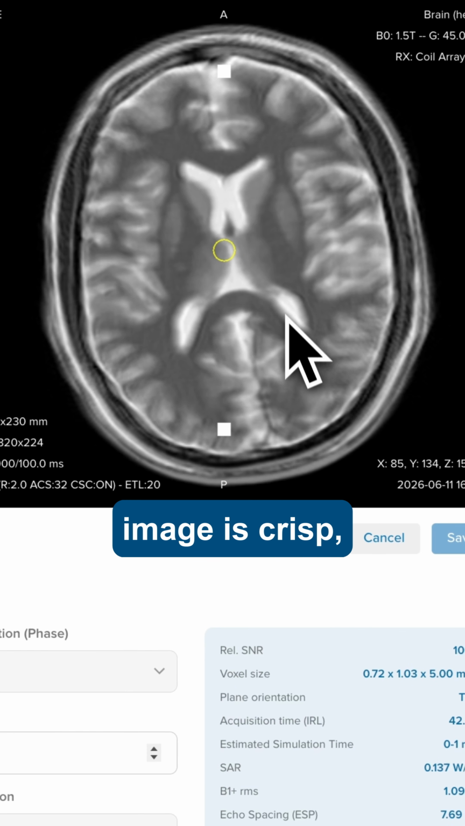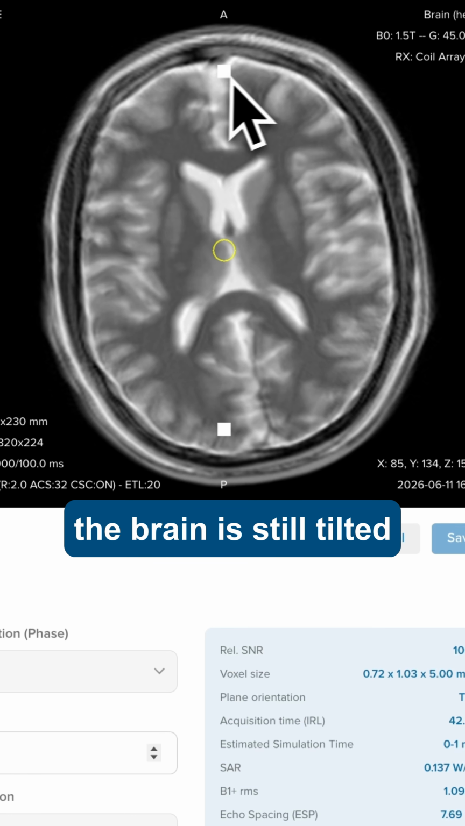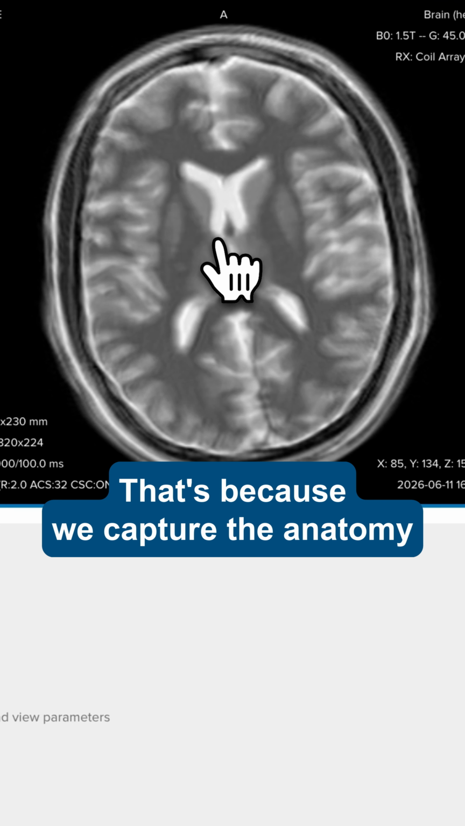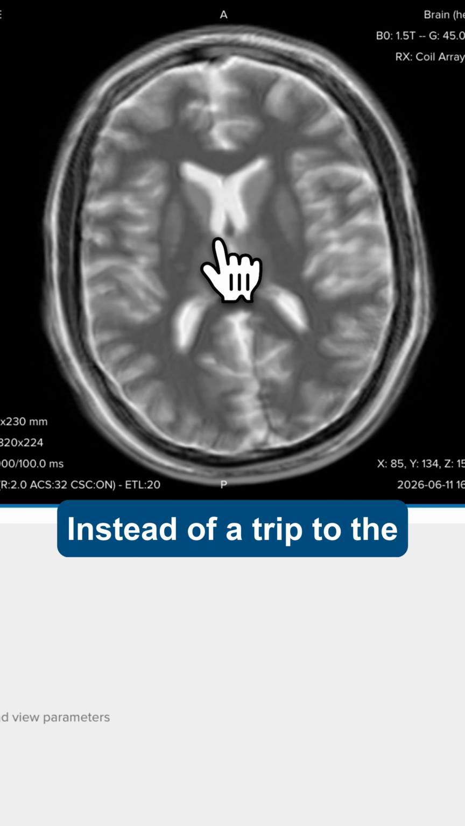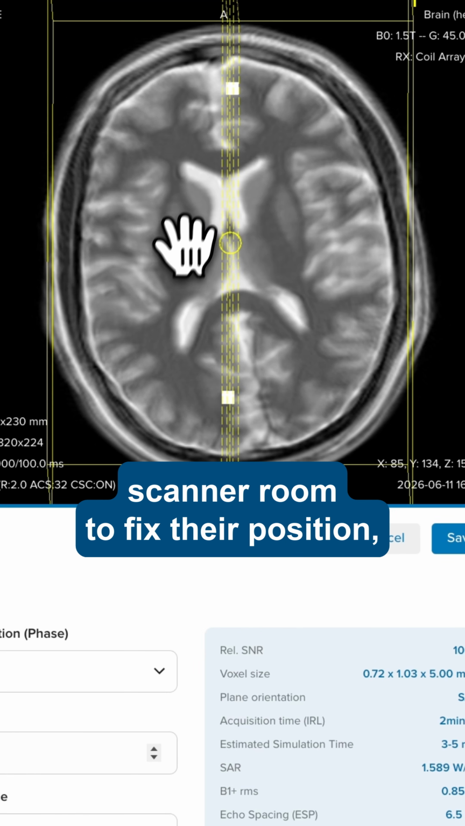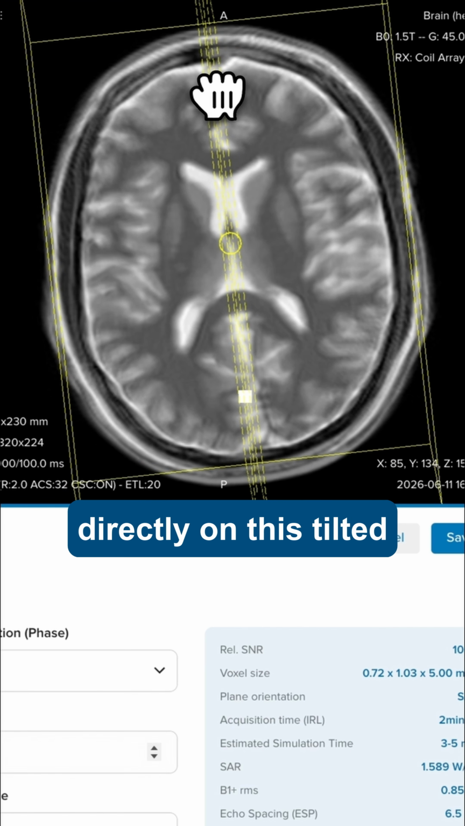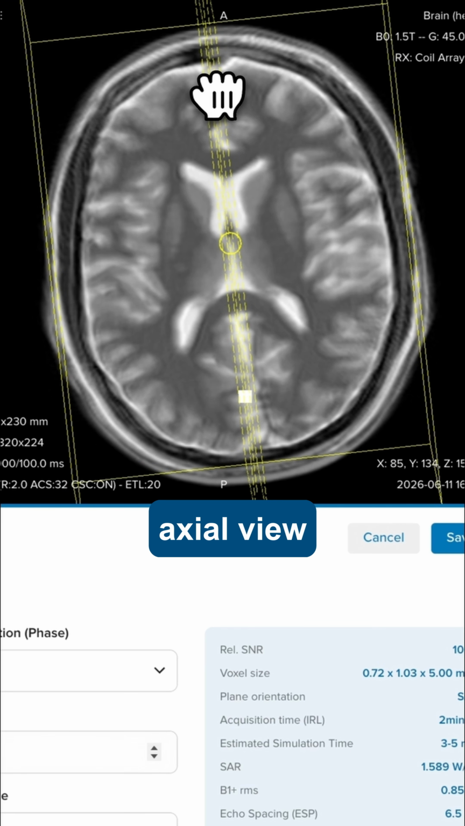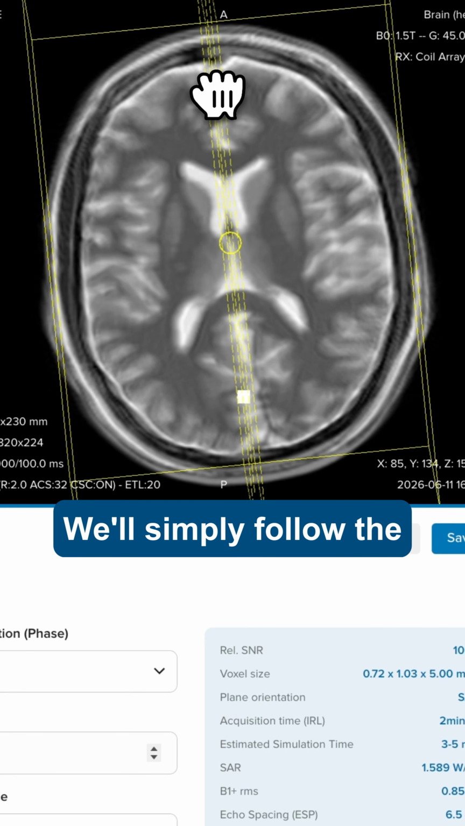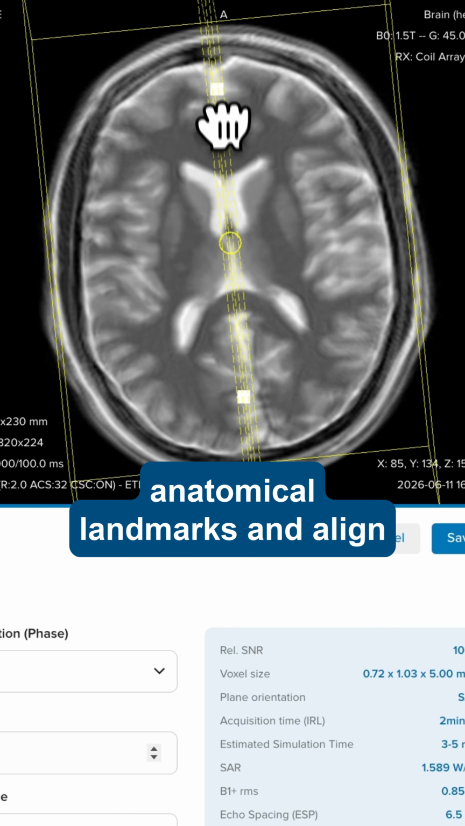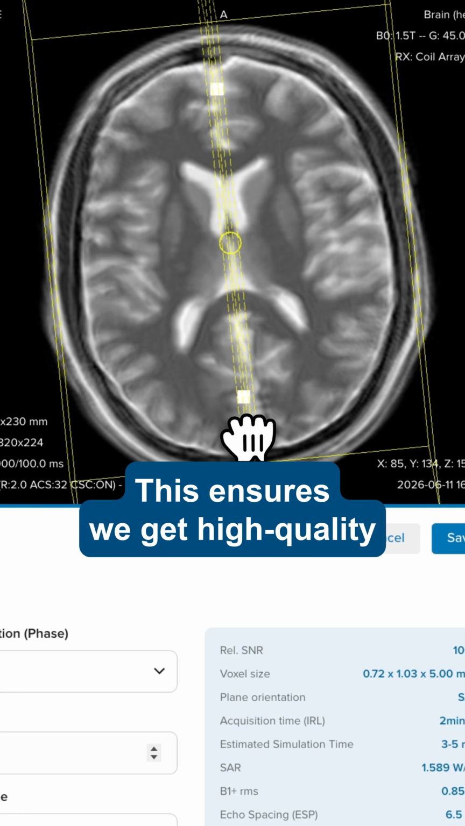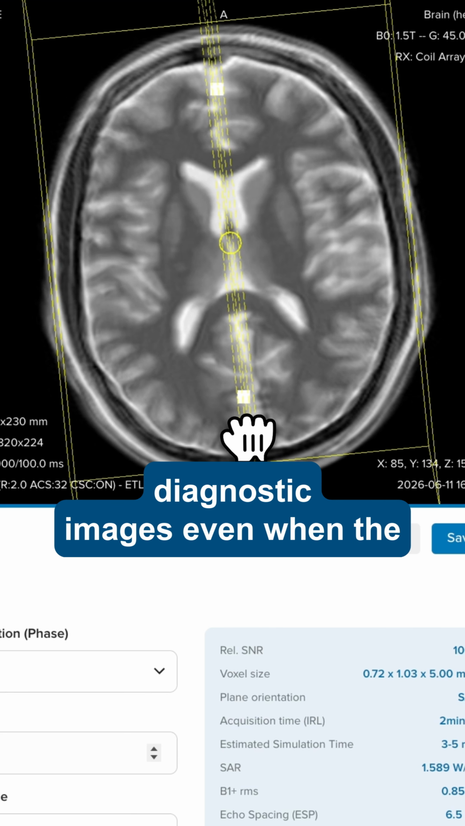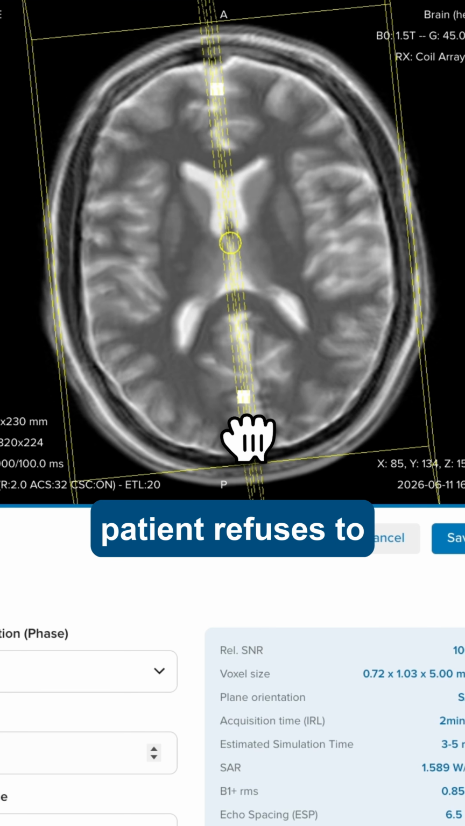Notice that while this image is crisp, the brain is still tilted. That's because we capture the anatomy halfway through the rotation. Instead of a trip to the scanner room to fix their position, we can do our slice planning directly on this tilted axial view. We'll simply follow the anatomical landmarks and align our slice planning to the midline of the brain. This ensures we get high-quality diagnostic images, even when the patient refuses to stay straight.